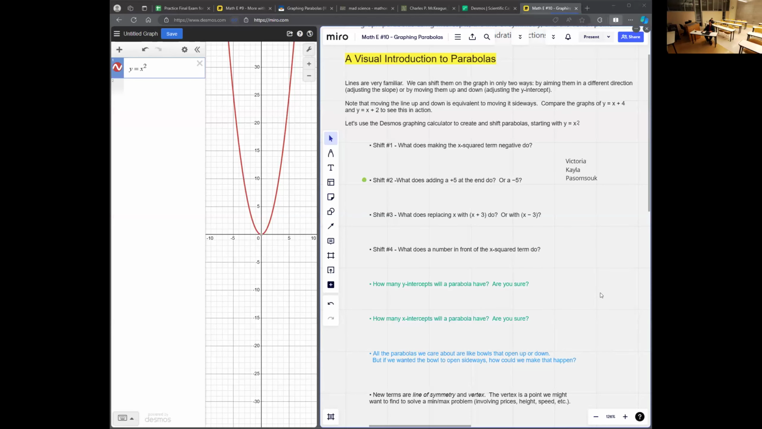So now we are on the third kind of shift. What happens if I take away my x and instead put parentheses x plus 3? Or if instead of the x I have parentheses x minus 3.